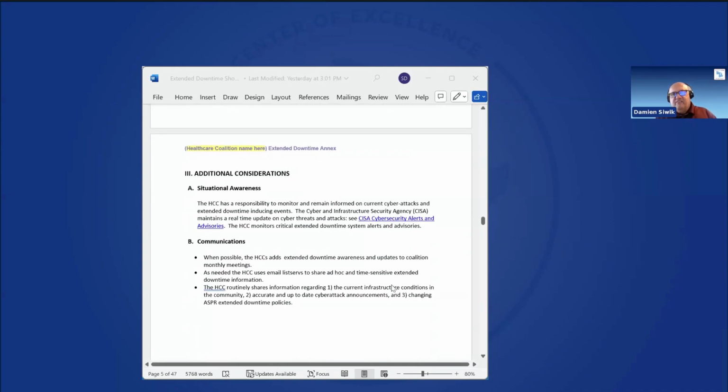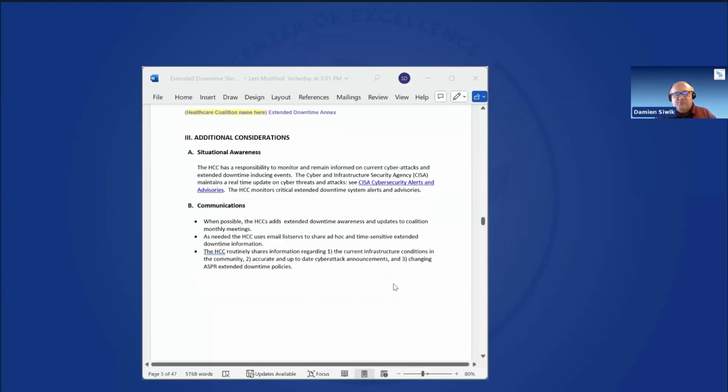Additional considerations. This one is really circling back to that cybersecurity aspect, with the idea that quite often a cybersecurity event leads into an extended downtime event. Ergo, extended downtime needs to keep an eye on what's happening in the cyber world, which is pretty much the situational awareness paragraph. And of course, developing some communications practices around extended downtime to keep the Healthcare Coalition updated and aware of extended downtime gaps, mitigation strategies, and general information.